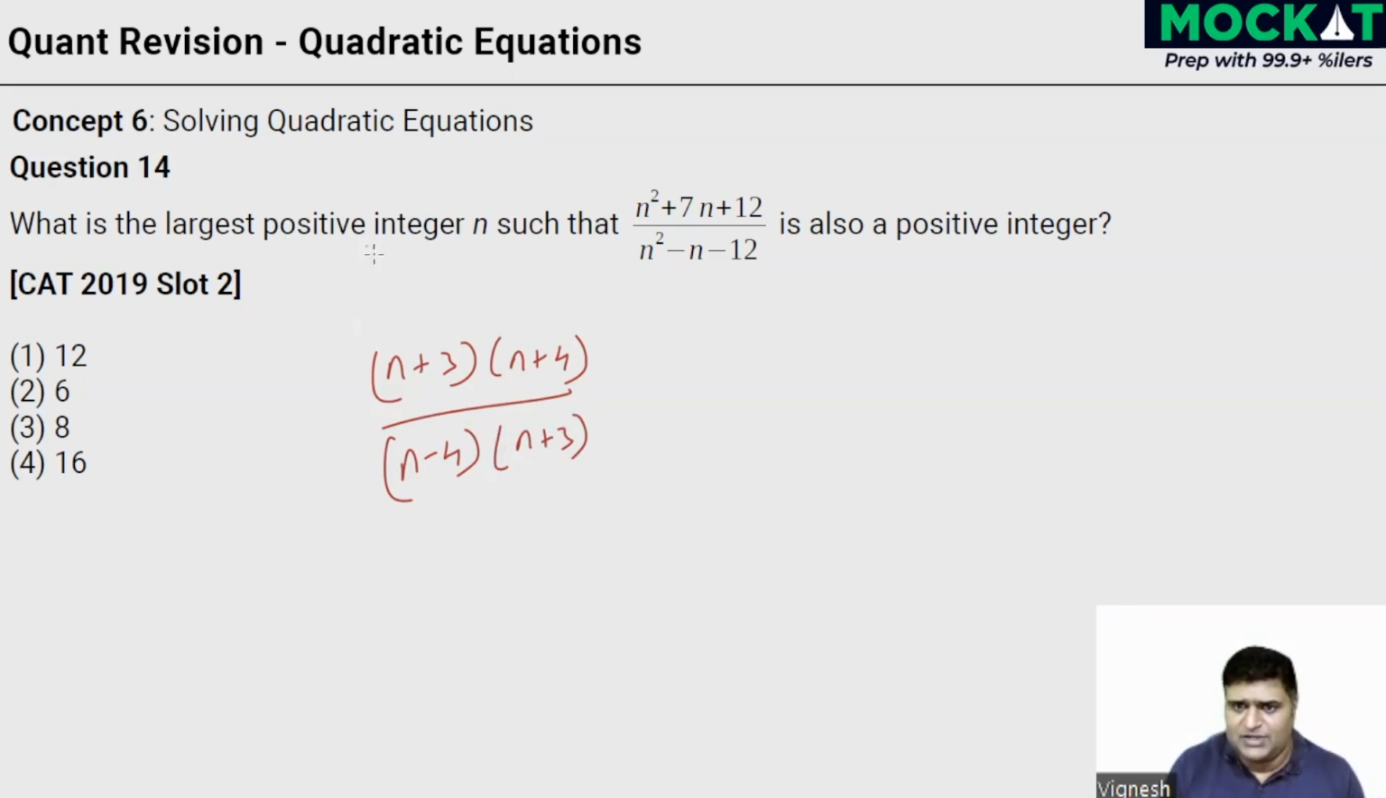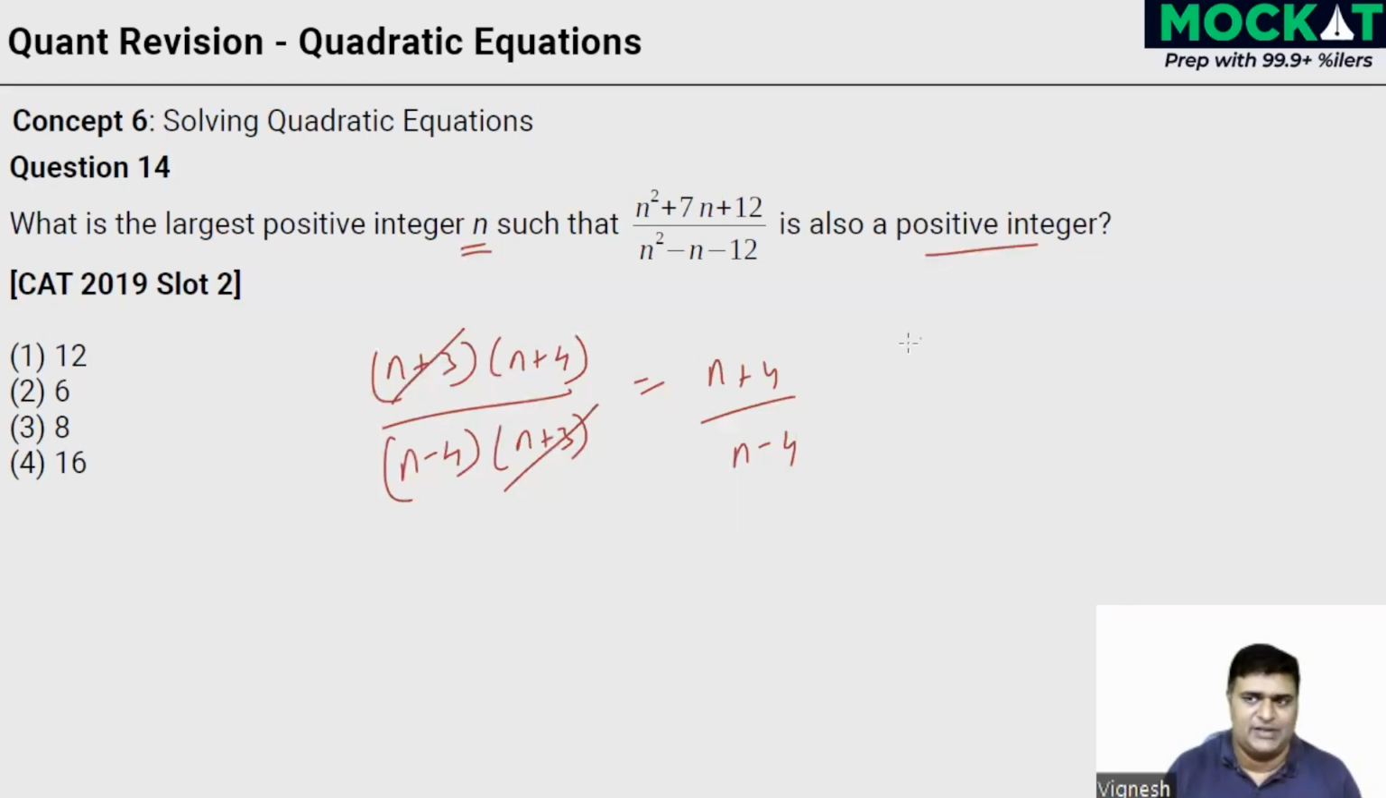Now, what is the largest positive integer which n can take such that this is also a positive integer? That means the numerator should be divisible by the denominator. Whatever is divisible, you can divide straight up. We're not equating it to 0 and all of that. I'm not cancelling n plus 3 on two different sides of an equation. It's an expression, divide it. n plus 4 divided by n minus 4. When is it going to be the largest possible value? I mean, the largest positive integer n which satisfies this.